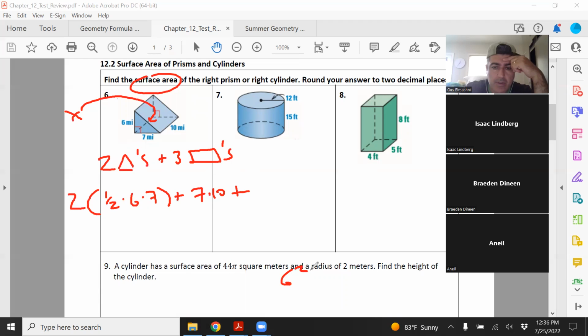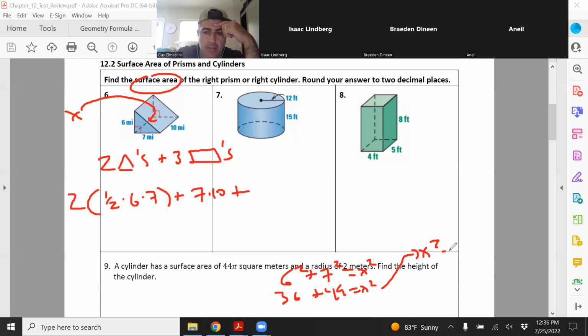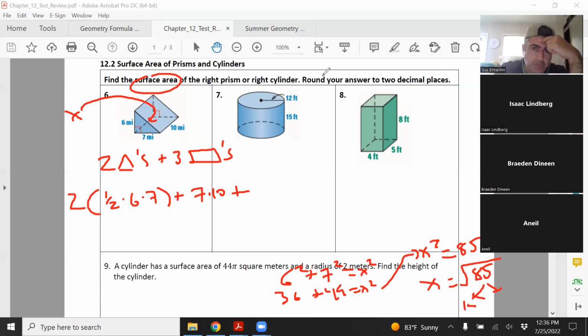So 6 squared plus 7 squared equals x squared. 36 plus 49 equals x squared. x squared is 85, x is root 85. And I don't think there are any prime factors that are perfect squares. So 5 and 17, yeah. So you just use root 85.